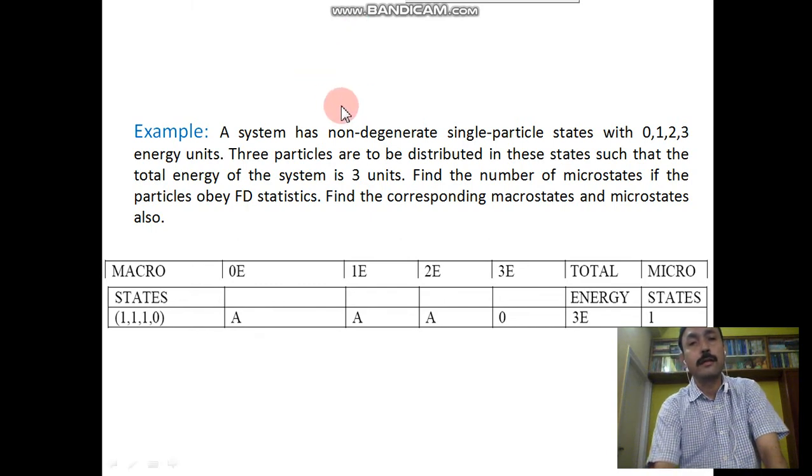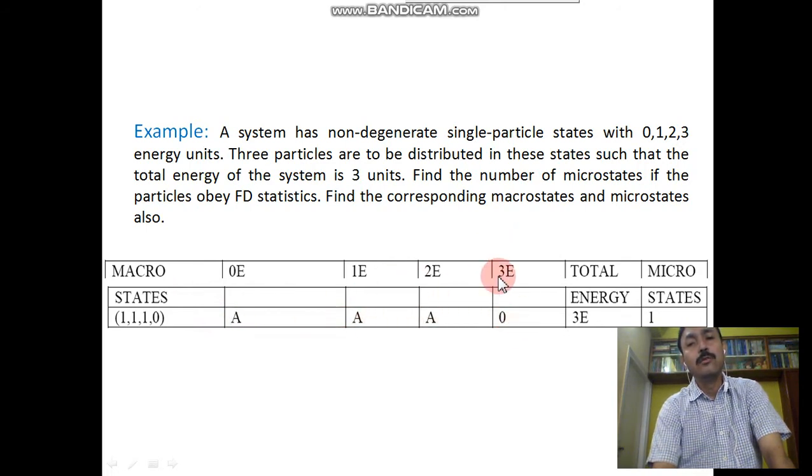That means the total energy becomes 3 units. Now we know from Fermi-Dirac statistics that at best one particle, or no particle, can be placed in a particular energy state. So we can place not more than one. Suppose in 0 there is one particle, in 1 there is another particle, in 2 there is one. That is 2 into 1 means 2E, 1 into 1 means 1E, 2E plus 1E is 3, plus 0 into 1 means 0. That means the total energy is 3.